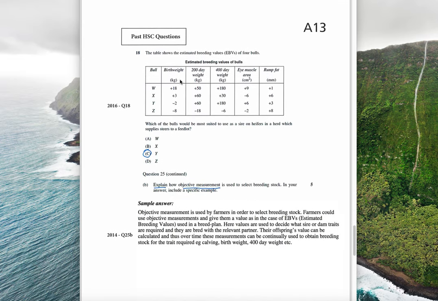All right, here, if we look at this table, these are past HSC questions, this table of estimated breeding values for 4 bulls. We have the bulls and the estimated breeding values for birth weight, 200, 400-day weight, eye muscle area, and rump fat. Now, it says which of the bulls would be most suited to use as a sire, which means a male father, on heifers, meaning females that haven't had calves before, in a herd which supplies steers to a feedlot. So we want to have animals that are putting on a lot of weight for a long time because they're going to be in a feedlot, putting on weight and fat, and they want to have good EBVs for eye muscle area and rump fat.